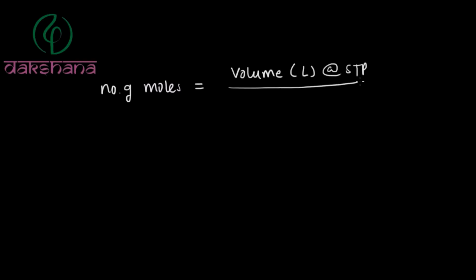Okay, so if I have to write the formula for the number of moles for a gas, the number of moles will be equal to the volume of the gas in liters at STP divided by the molar volume, which is 22.4 liters. So this is the formula for a gas.